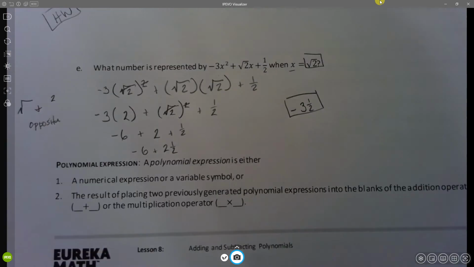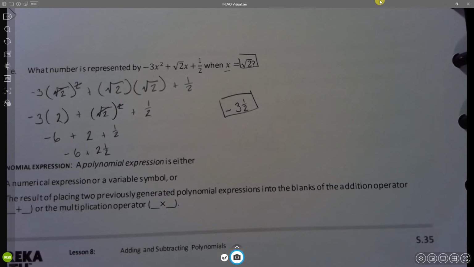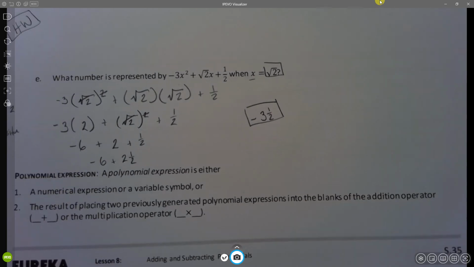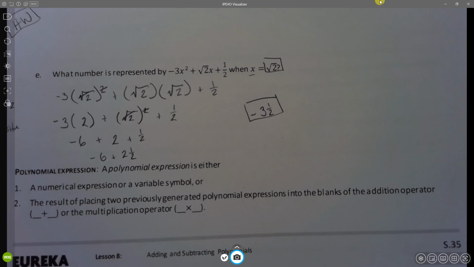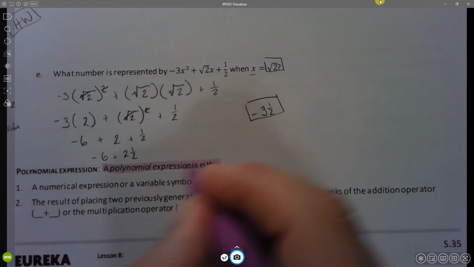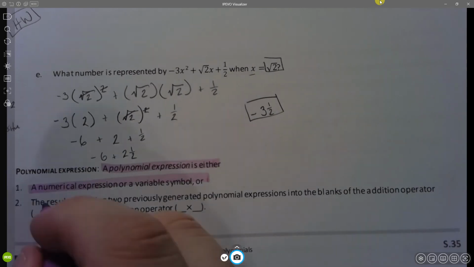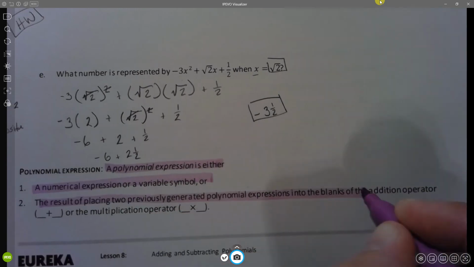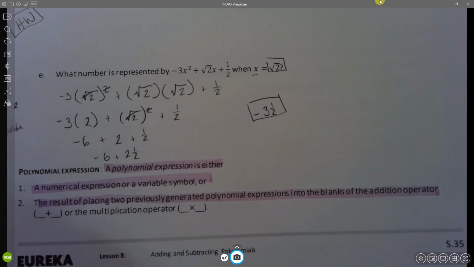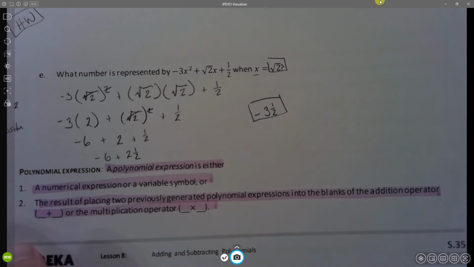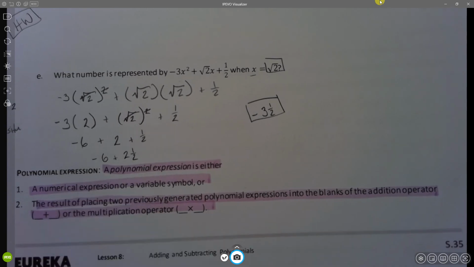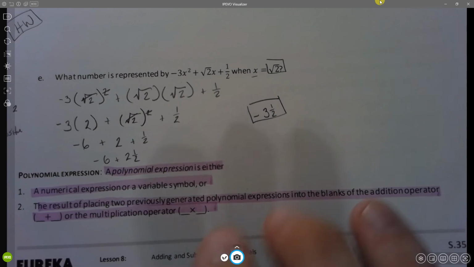Now, look down here at the bottom. Polynomial expressions. This is important. A polynomial expression is either a numerical expression or a variable symbol, or the result of placing two previously generated polynomial expressions into the blanks of an additional operator, such as the addition or the multiplication operator. That is what makes something a polynomial expression. Now let's continue on.